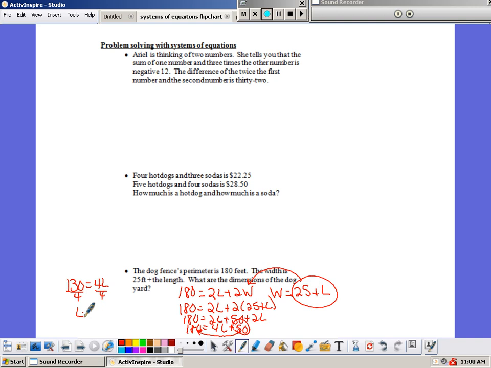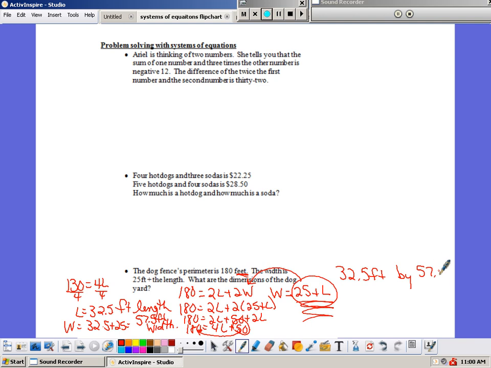Divide by 4. L is 32.5, and since our perimeter is in feet, this will be in feet. So that is our length. The question is, what are the dimensions? So I need the width. The width is 32.5 plus 25, because that came from here. That gives me 57.5 feet for the width. So 32.5 feet by 57.5 feet. Length, width.